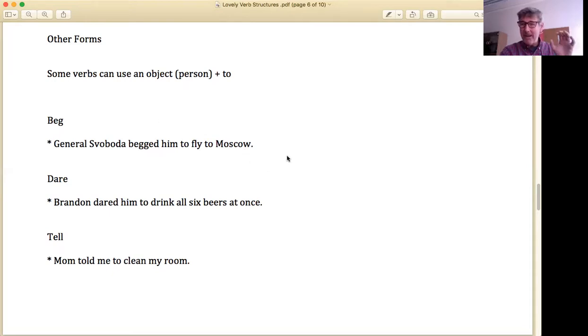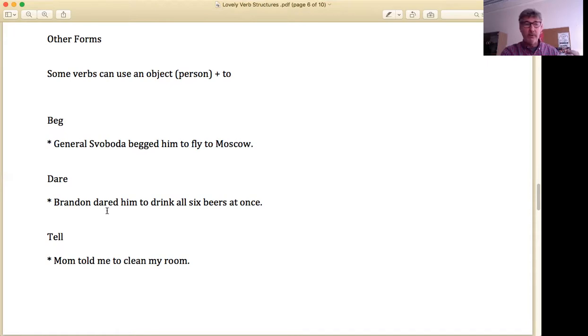So there's these other verbs that work a little differently. And, you know, there's not as many of them, but they are important. Beg is an important verb, something we use. So General Svoboda begged him to fly. So what we want to learn here is, like it says here, you have an object plus two. So after the verb, you have a person, and then you have an infinitive. So beg someone to do something. That's how I like to think of it. Beg someone to do something.